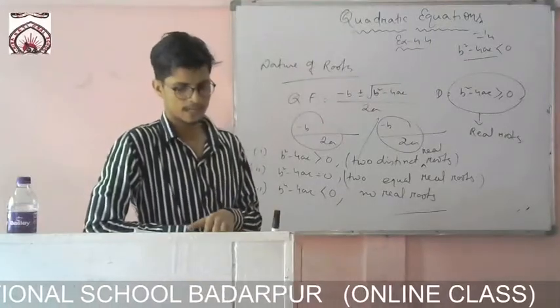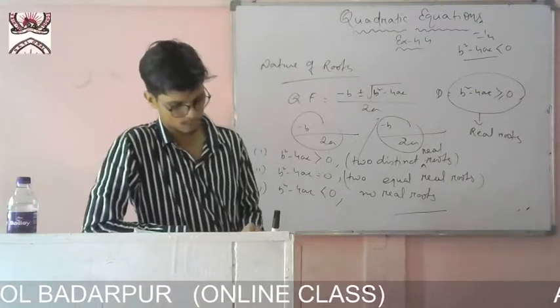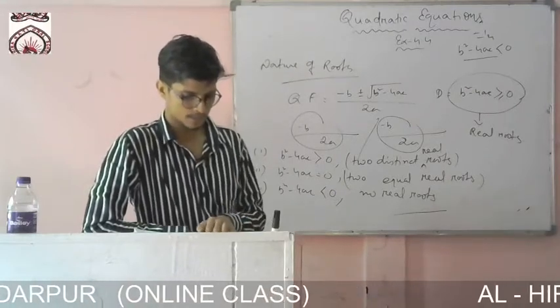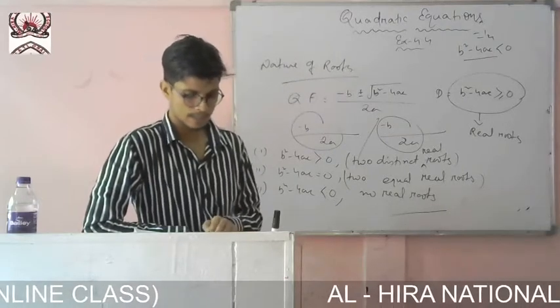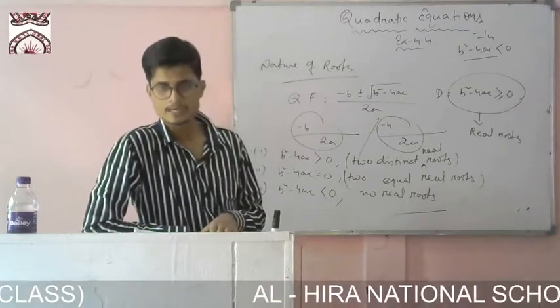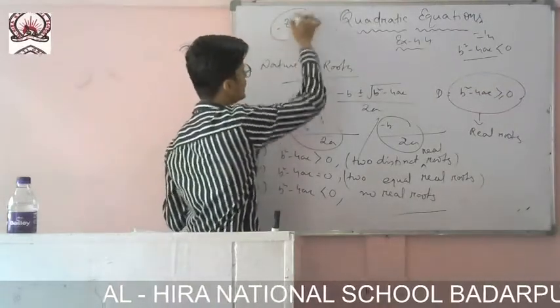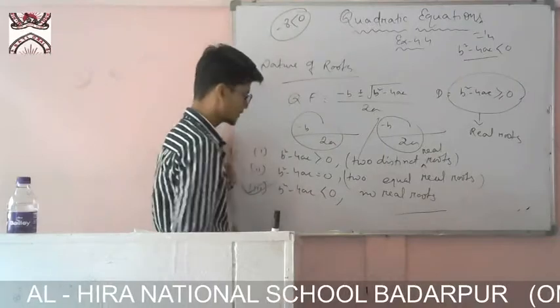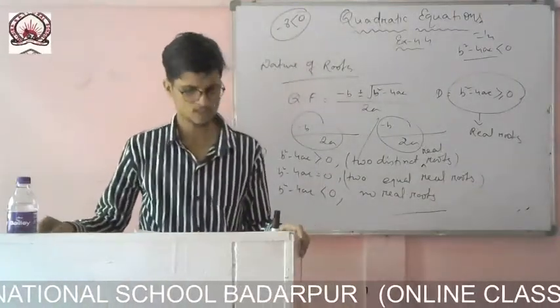You can see example number 16 in the book, on the same page itself. Find the discriminant of the quadratic equation and hence find the nature of the roots. Here in this question, first of all we have found the value of b square minus 4ac. The answer is minus 8. That means minus 8 is less than 0. If it is less than 0, what is the rule? That it will have no real roots. The answer is the equation has no real roots.